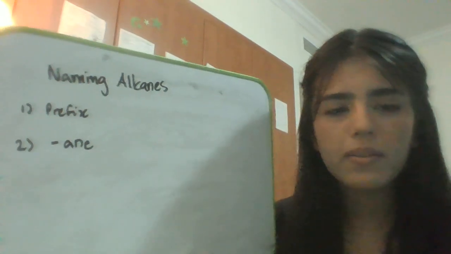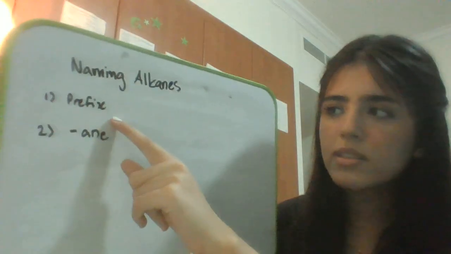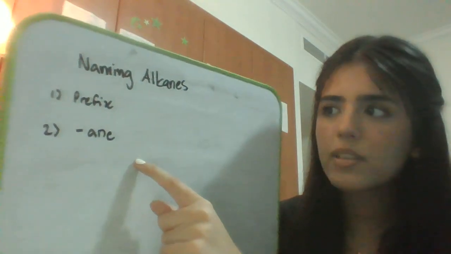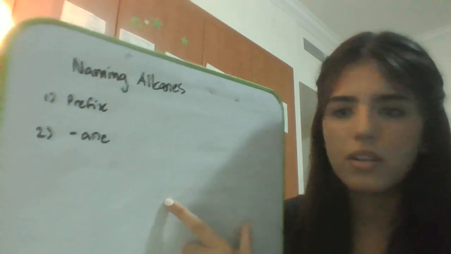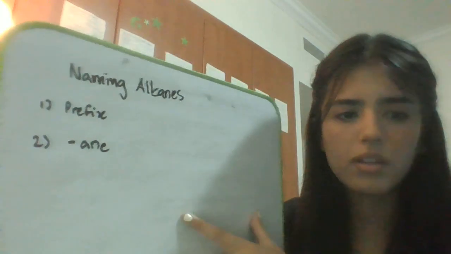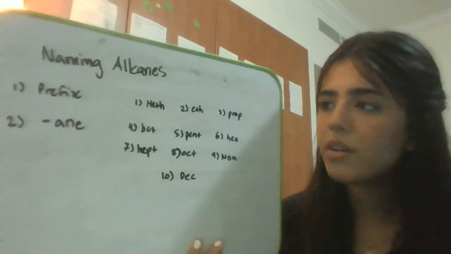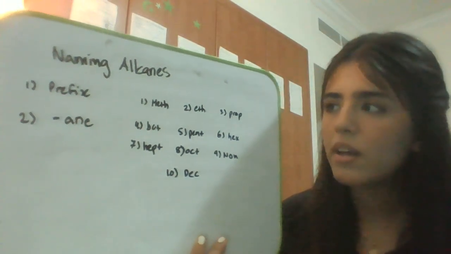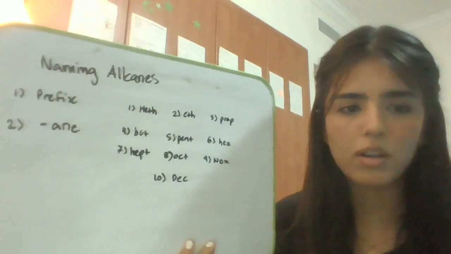Okay guys, so the naming of alkanes is very simple. The first step you're going to do is write the prefix and then add "ane" at the end of the prefix. So I'm going to write down all the prefixes up to 10 and then their full names, the full names of the compound. Okay guys, so here are the prefixes up to 10, and you're going to add the prefixes according to how many carbons are in the compound.